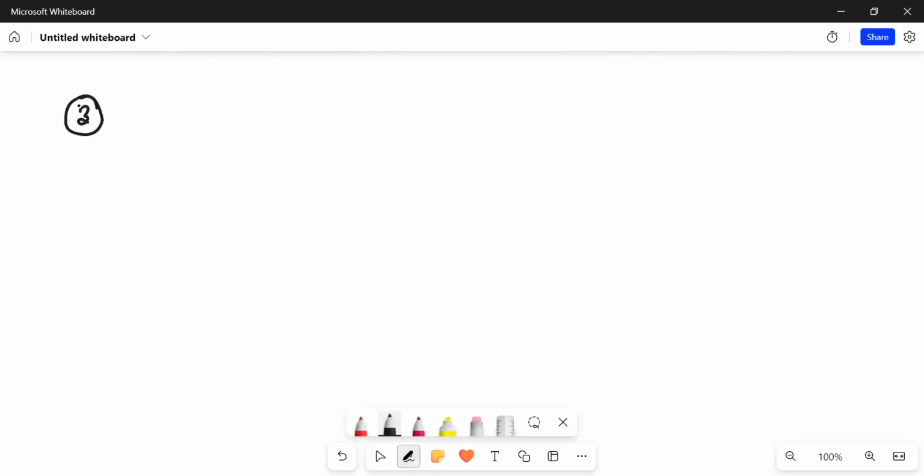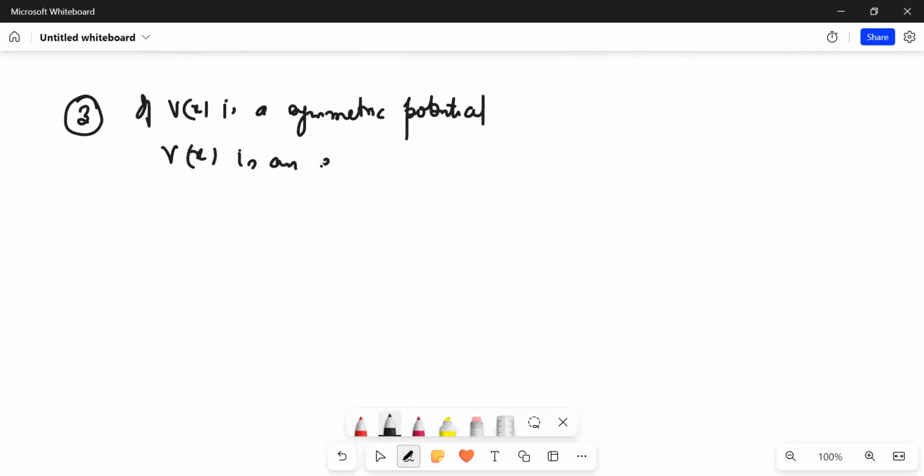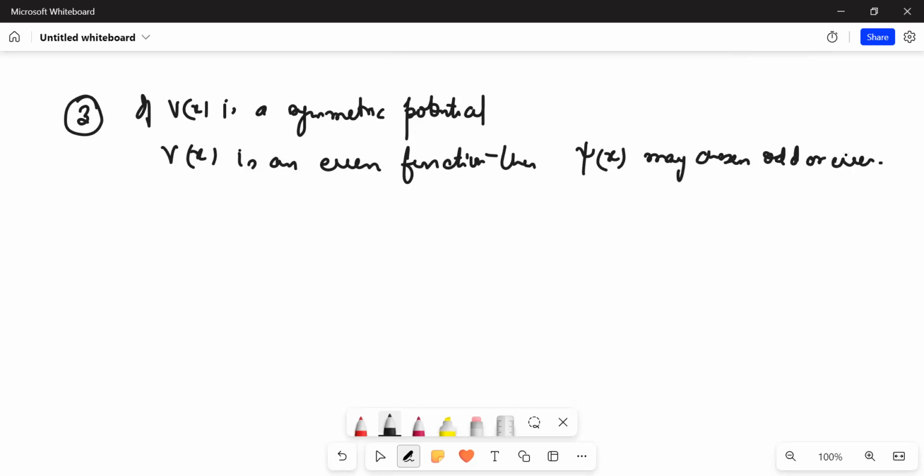Now let us move to the third property, an important property in this regard. If V(x) is an even function, then psi(x), that is the energy eigenstates, may be chosen odd or even. And what is an even function? Please remember, a function is said to be even if f(-x) would be equal to simply f(x).